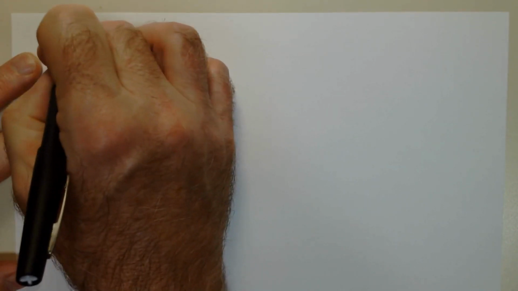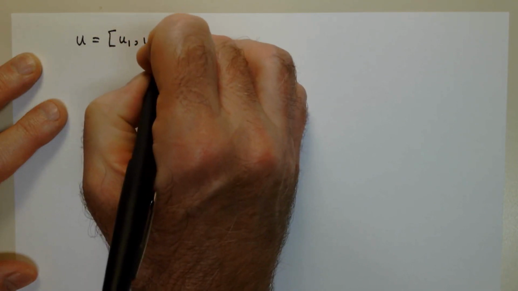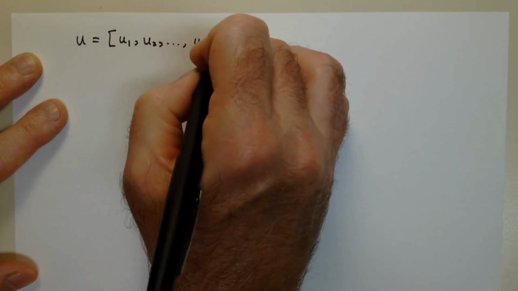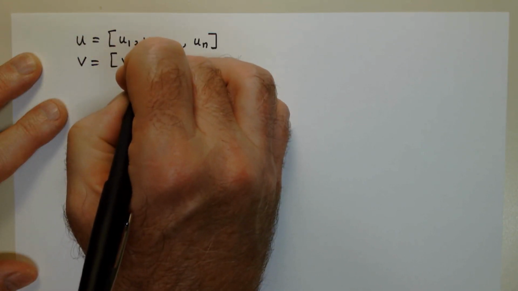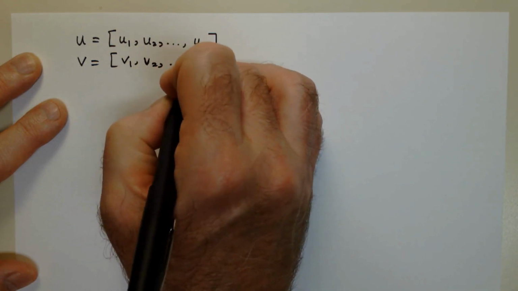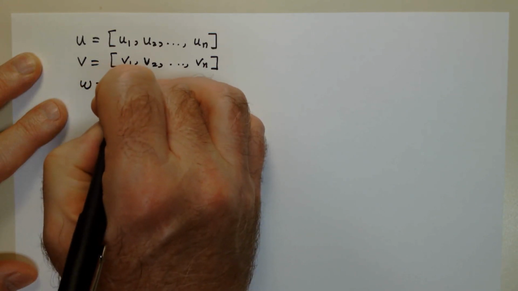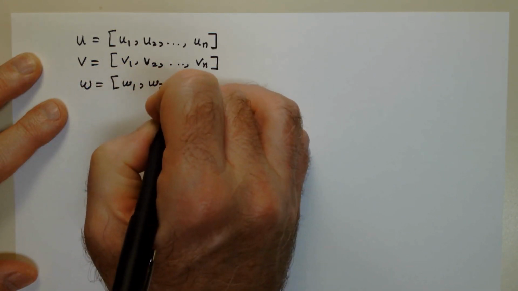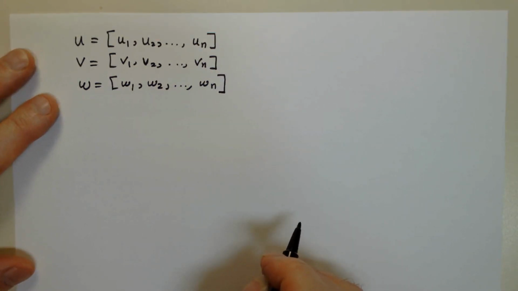Now, in doing this, I'm going to need to get some components for u and v and w. So let's just set up some notation here. Our vector u is going to have components u1, u2 up through un. V will have these components. And w will have these components.